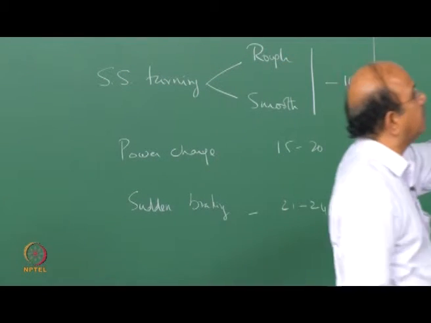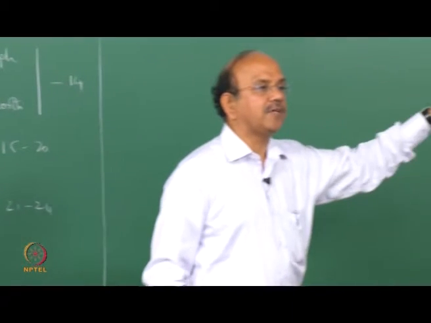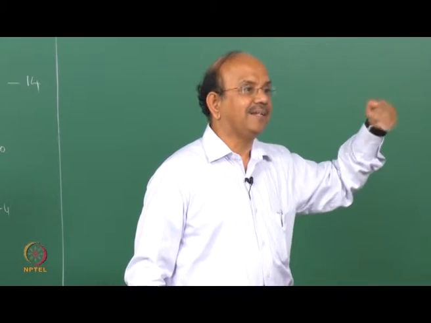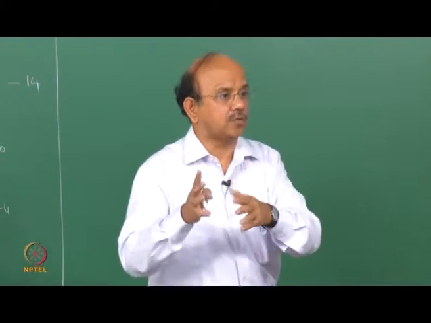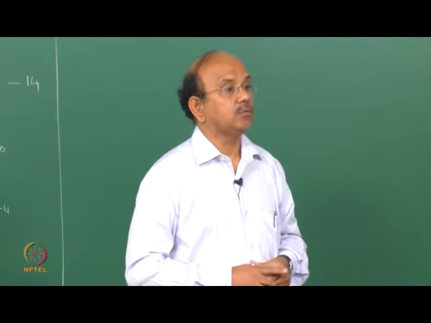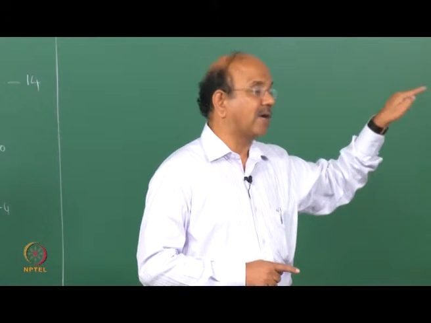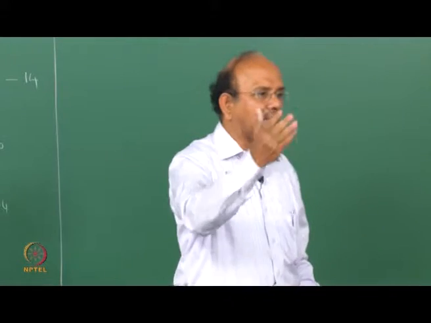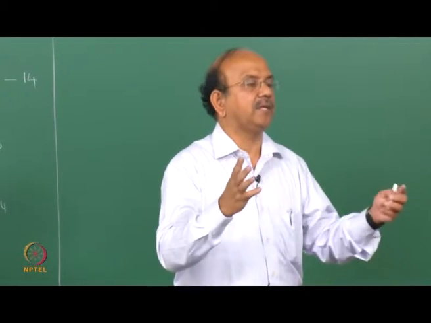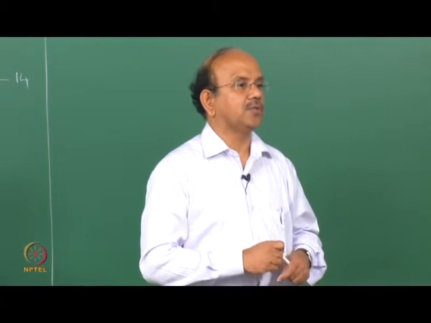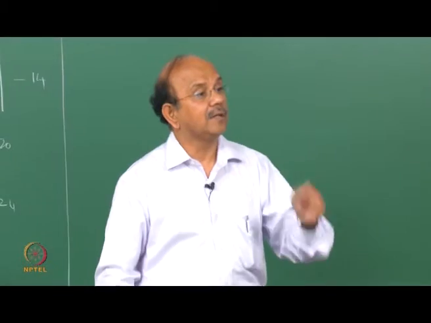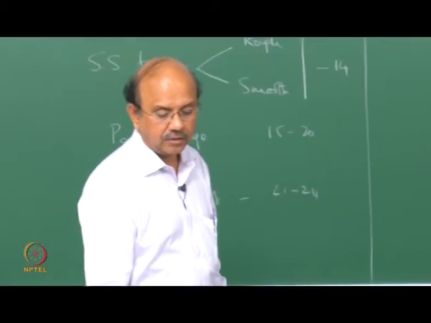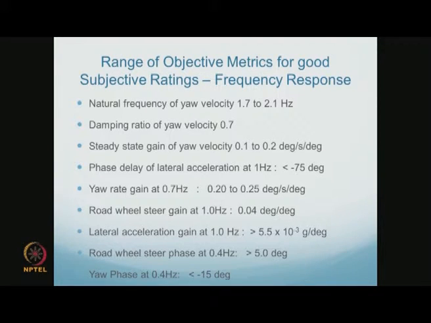Now if I tell you that my yaw rate gain at 0.7 hertz is important, then my next goal, which you will do in the next course on vehicle dynamics lab, is to find what design parameters are going to have an effect. We have seen this with a simple bicycle model, right? But in very detailed models, there are other parameters which may have an effect. So once I have that kind of range defined, it becomes easy for me to design a vehicle.